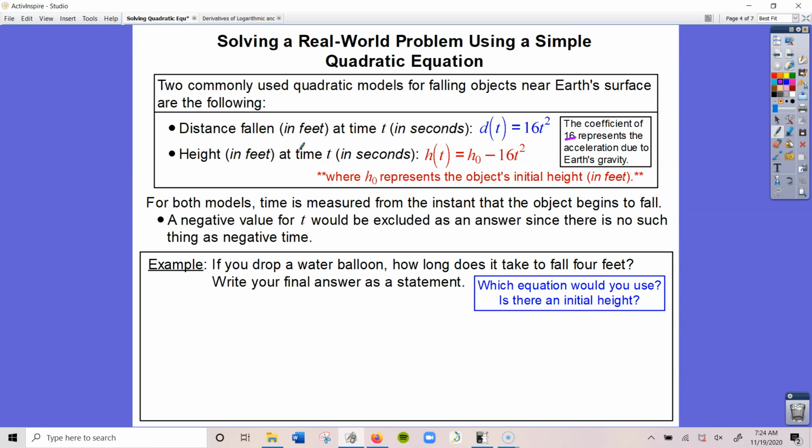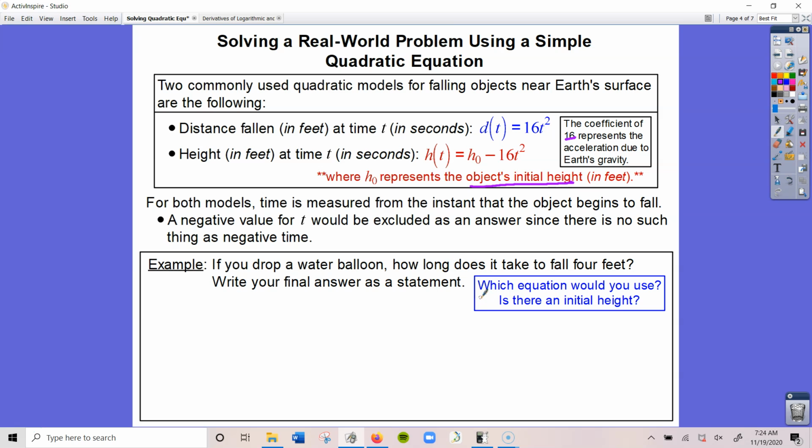Now, if I want to know the particular height of something, so where it is at a particular moment in time, I would use this equation. H of t is equal to h0. This represents the initial height, so where your object started, minus 16t squared. So whenever you're working out a word problem that involves quadratics, you want to first determine which one of these equations you are going to use. Are you looking for the distance that the object has fallen, or are you looking for the height of that particular object? So here in this example, we have, if you drop a water balloon, how long does it take to fall 4 feet? Write your answer as a final statement.